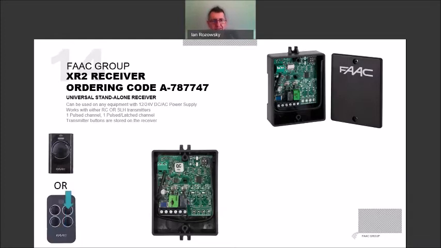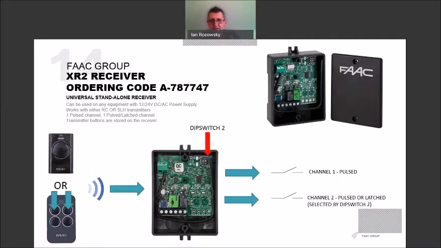We press a button, in this case on the transmitter, there's a transmission, and the unit receives that transmission and then either activates channel 1 as a pulse channel, or you could, for example, code a second button into channel 2 and it will activate as a pulse or a latch channel as selected by dip switch 2, which is indicated with the red arrow. Dip switch 1 on these receivers has no function, so it can be ignored.